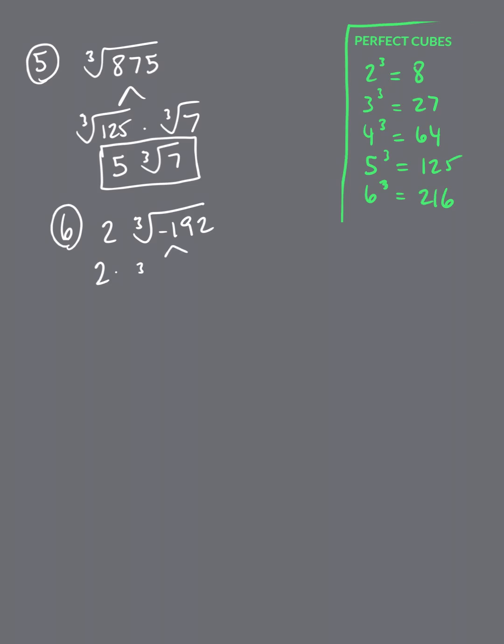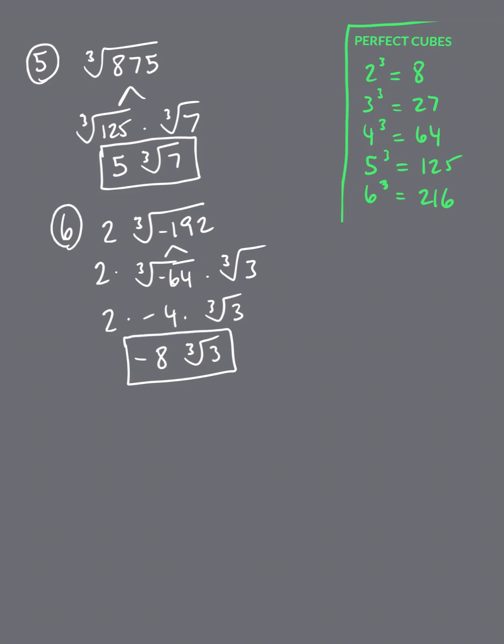So hopefully you found that negative 64 is the biggest perfect cube that 192 is divisible by. And so the cube root of negative 64 is negative 4. And then we just multiply this number that we got from here times the number that's in front here. So you just multiply these, so we get negative 8 times the cube root of 3. And that's our final answer.